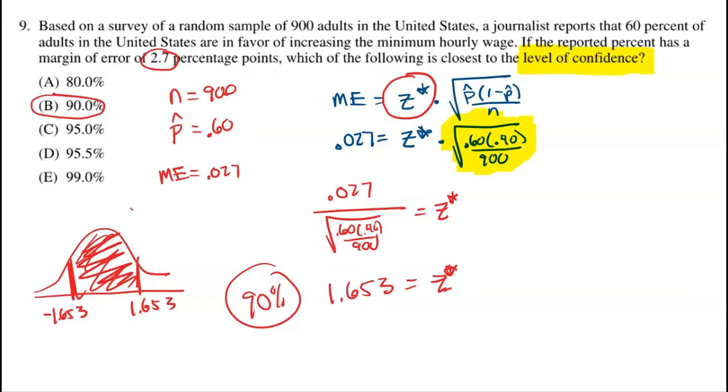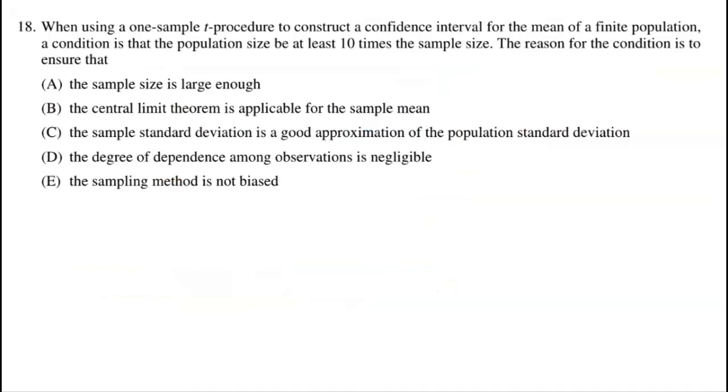Pretty good problem. All right, in this problem, when using a one sample t procedure to construct a confidence interval for the mean of a finite population, a condition is that the population size be at least 10 times the sample size. The reason for the condition is to ensure what? So basically, one of the conditions that we get used to checking is that our sample size n is less than 10% of the population. But why do we have to do that?